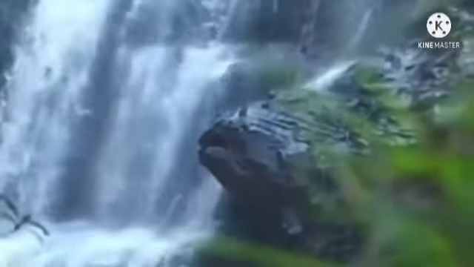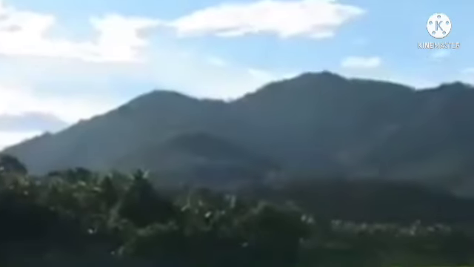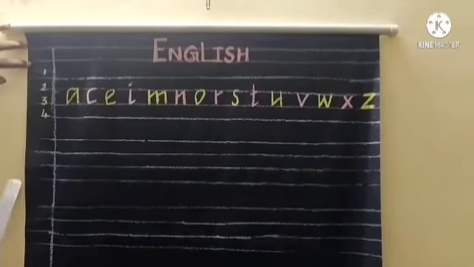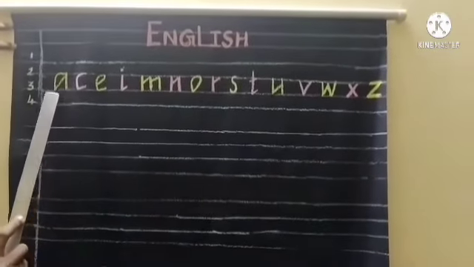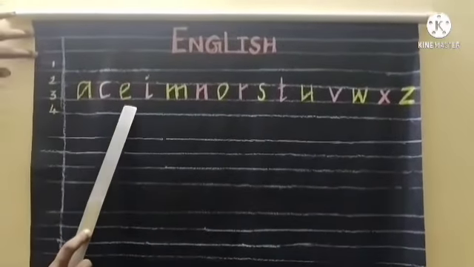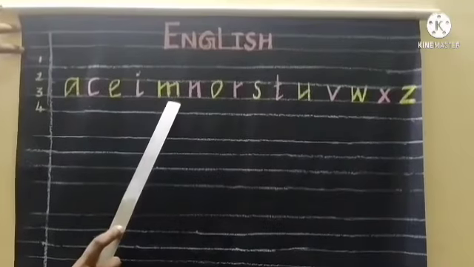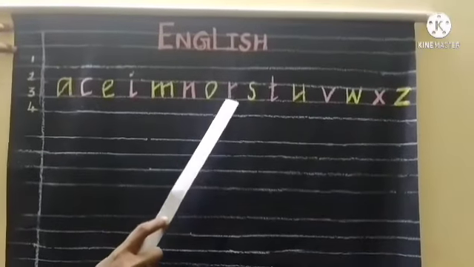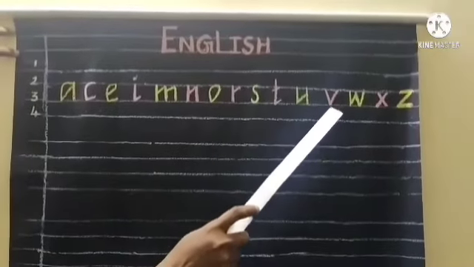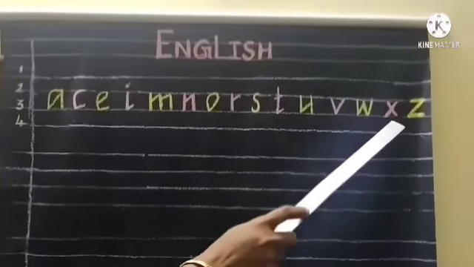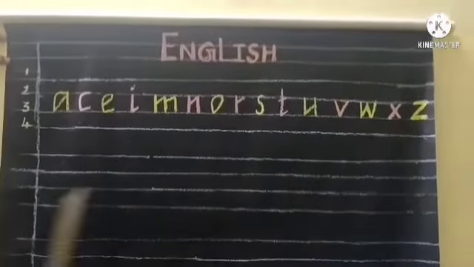Children, have you all done the homework? Yes. Do you remember the previous topic? Let's revise once again. Children, read along with me. Middle line letters. A, C, E, I, M, N, O, R, S, T, U, V, W, X, Z.